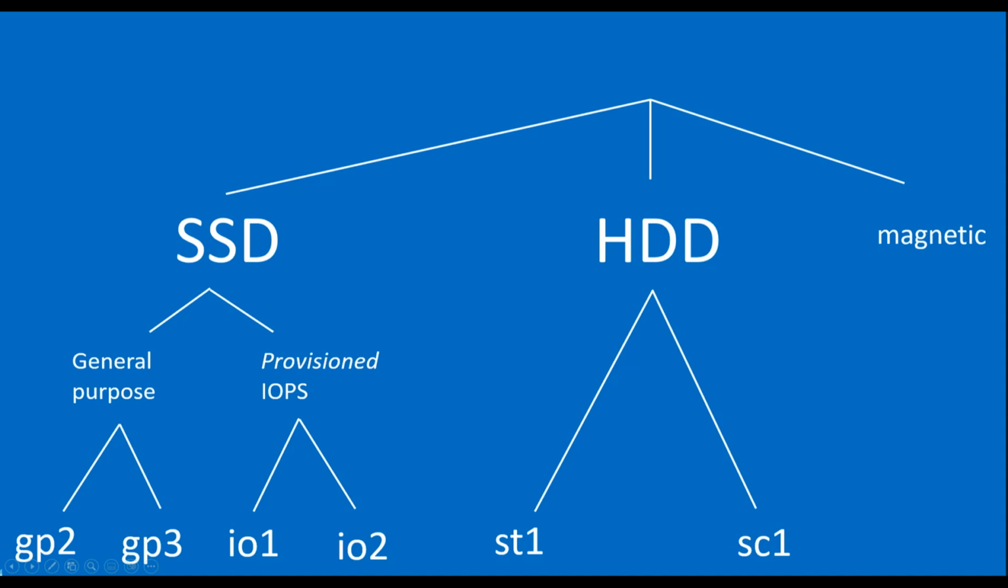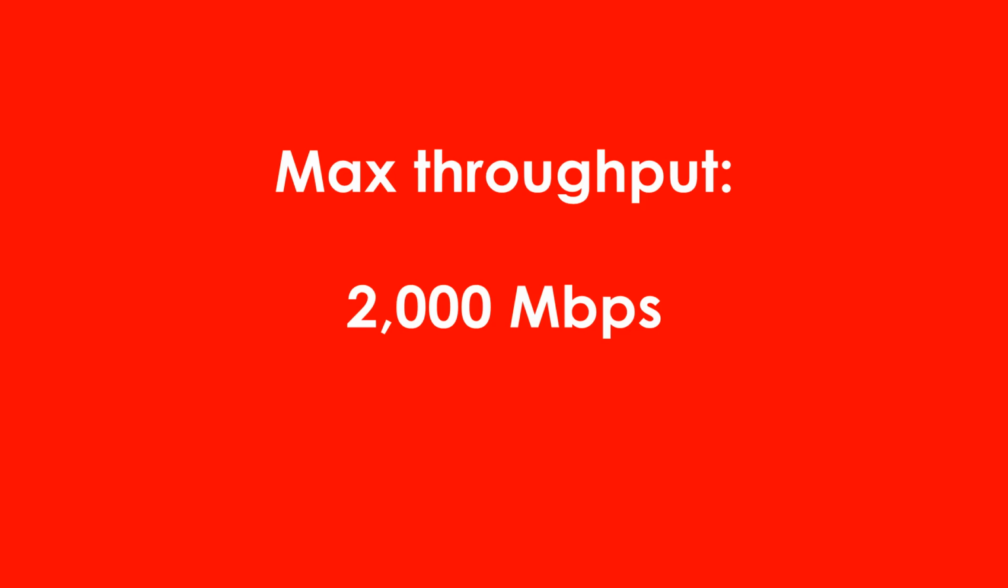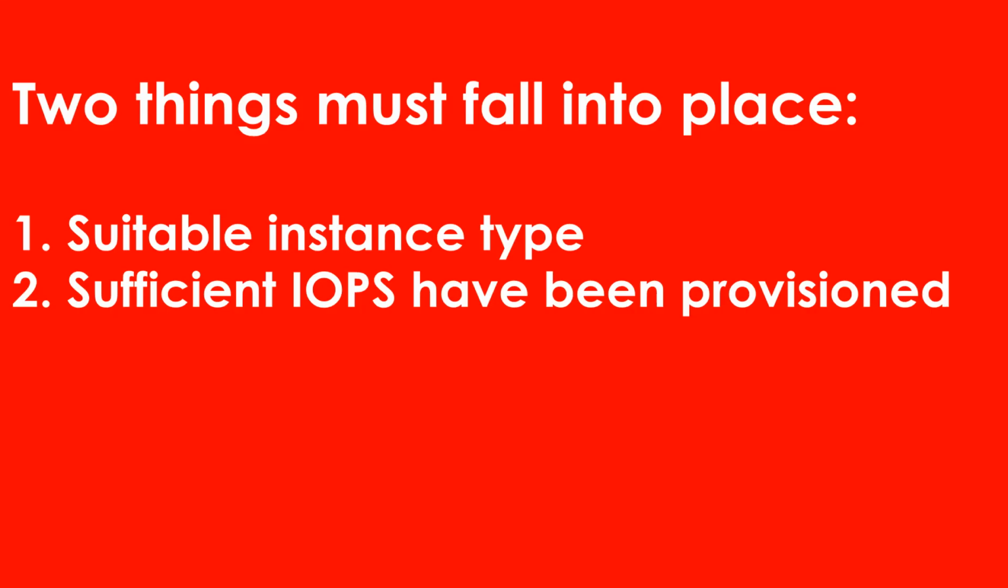The maximum throughput the GP2 storage type offers is 2,000 megabits per second. To achieve this, two things have to fall into place. First, your instance must support a disk throughput of at least that much. For example, all db.m5 instance classes support a throughput of 4,750 megabits per second, so any one of those would suffice. Also, you must allocate a sufficient number of IOPS to sustain that throughput.